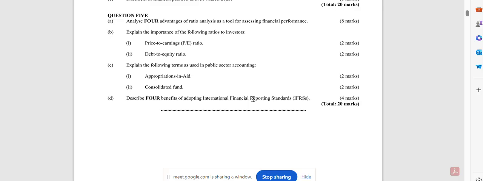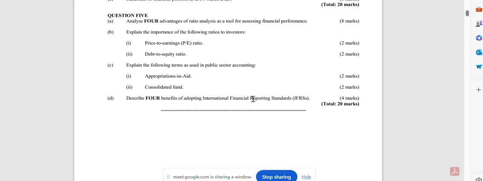So under IFRS, you don't mention public, don't mention the word public sector. Okay. So another importance of IFRS is that it enhances credibility of firms. Remember, for firms to borrow money from a financial institution, they must provide their financial statements.